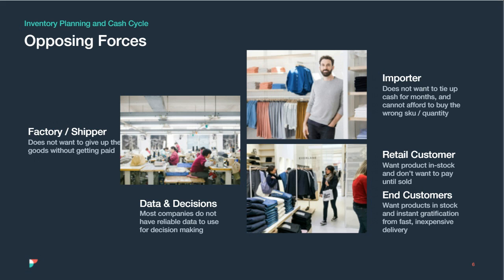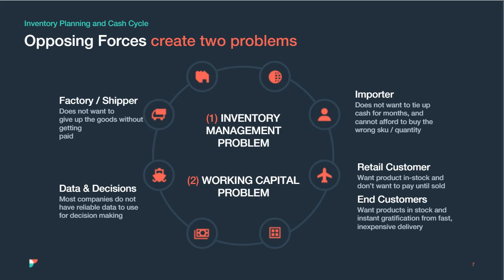And then layered on top of all of that is that usually you don't have a rich backset of data, and that data for decision-making often presents a constraint in the system. So when you think about this, you can think of it as a kind of constructive tension. Everybody has particular interests, and trying to find harmony between all those interests often creates two problems. The first problem is the inventory management problem, and the second one is the working capital problem. So if you want to get great at inventory planning and your cash cycle, the key is thinking about these two problems and solving them in elegant ways.